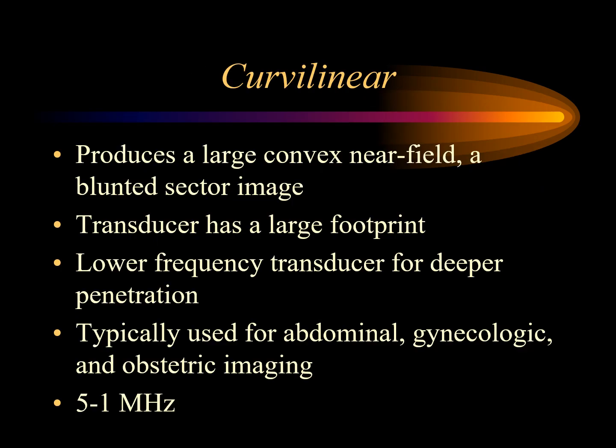A curvilinear probe produces a large convex near field with a blunted sector image. So this transducer has a large footprint. It's going to be used most for abdominal and OB/GYN scanning. These transducers have a lower frequency for deeper penetration to image deeper structures throughout the abdominal or pelvic cavities. And the typical frequency or megahertz on these transducers is 5 to 1. So very low frequency, which allows for that penetration, but we lose resolution with this type of transducer.